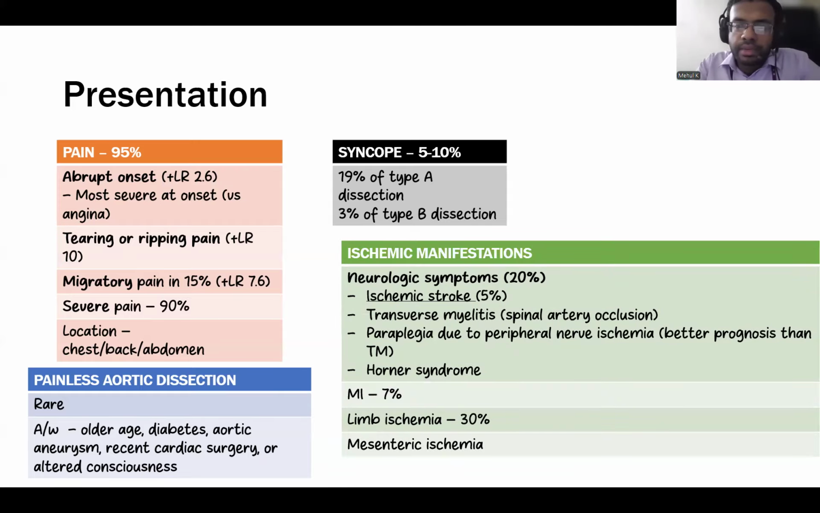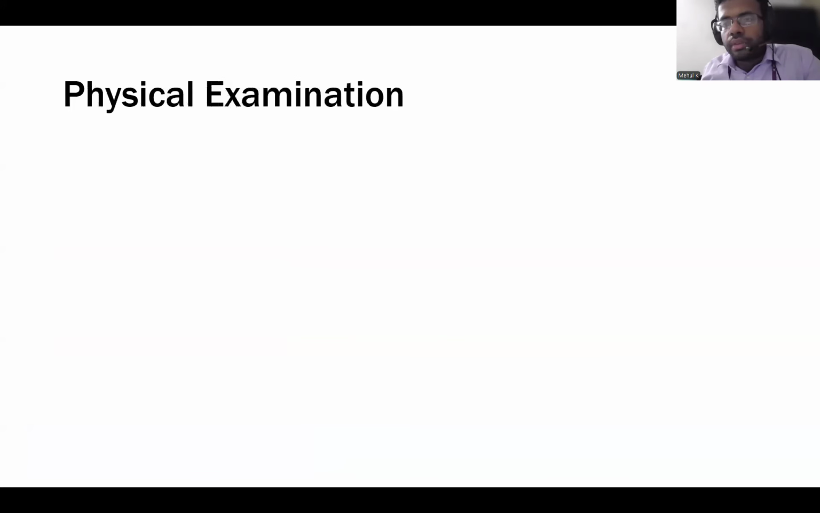Then you have ischemic manifestations. What you need to remember is neurological symptoms, especially in type A. This can fool you and make you go down a different pathway of diagnosis. So the patient can present with something like stroke symptoms. They can present with something like transverse myelitis, with paraplegia of acute onset. They can have Horner syndrome. They can present with an occlusion MI. Limb ischemia can occur if it dissects very distally. Mesenteric ischemia can occur, leading to ischemia of the gut, leading to all kinds of problems associated with that as well. So these are the various types of manifestation that can occur with aortic dissection.